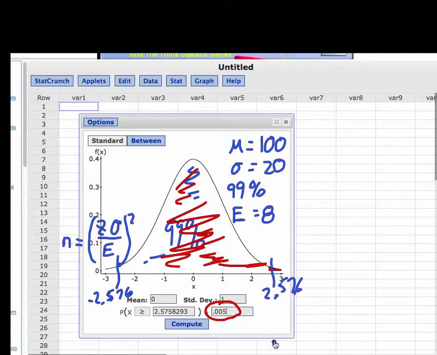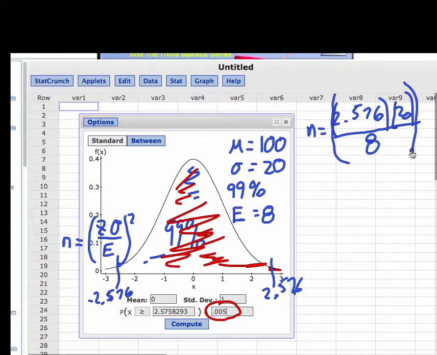So now using that formula, we have n equals z, that's going to be 2.576, times sigma. Sigma we're told is 20, divided by E, the margin of error, which we're told is 8, and then we square that whole quantity. And that gives us a value of 41.4736, which I'll call 41.5 for now, just rounding to one decimal place.